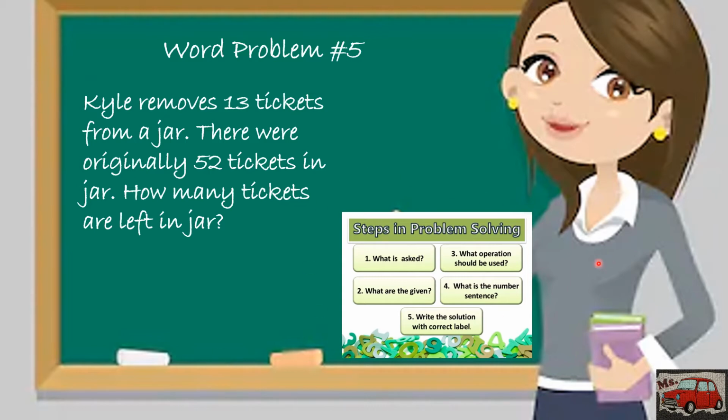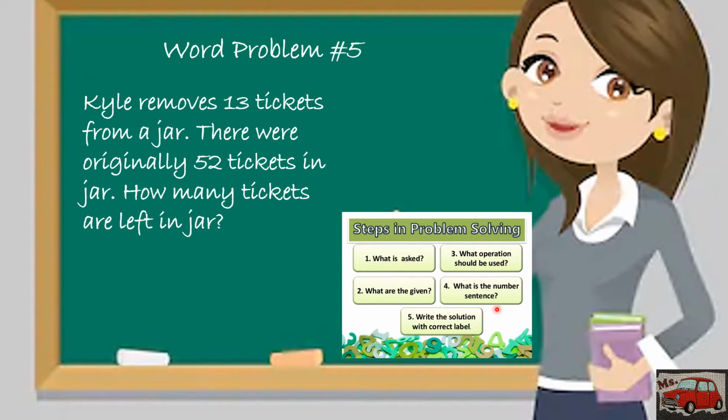So let's use the steps. First, what is asked? So the problem is how many tickets are left in the jar? Second, what are the given? So the given is 13 tickets and 52 tickets na originally na nandun sa jar. Third, what operation should we use? Since the question is how many tickets are left or yung natira, so this is our keyword. Another is Kyle removes 13 tickets. So tinanggal. So ibig sabihin kung nagtanggal ka, nabawasan ka, so our operation is subtraction.